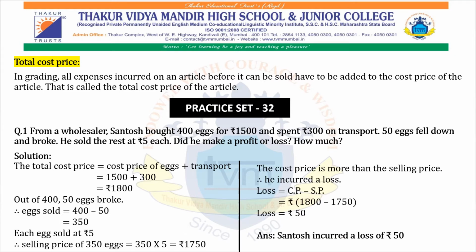The cost price is more than the selling price, therefore he incurred a loss. Loss is equal to CP minus SP, which is equal to 1800 minus 1750. So loss is equal to rupees 50. Therefore Santosh incurred a loss of rupees 50.